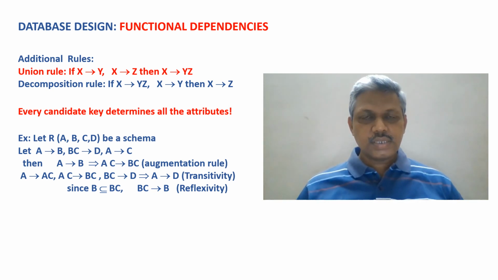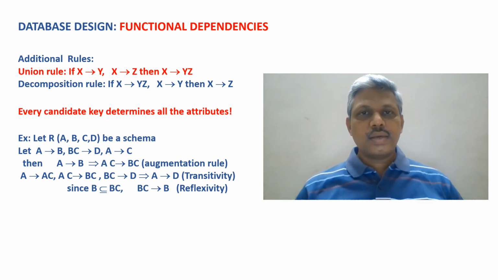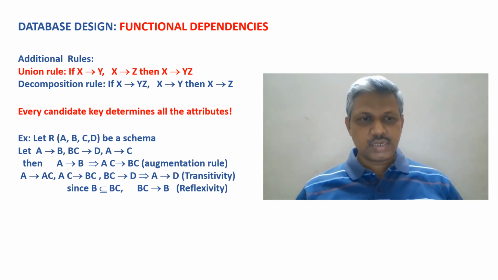Now, finally, we'll see an example here. Let R be a schema with 4 attributes A, B, C, D, and the given set of functional dependencies A then B, BC then D, and A then C are the functional dependencies that hold. It is given. Then what are the other functional dependencies that hold indirectly? So A then B holds, or A functionally determines B holds.